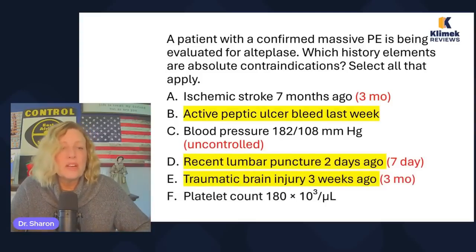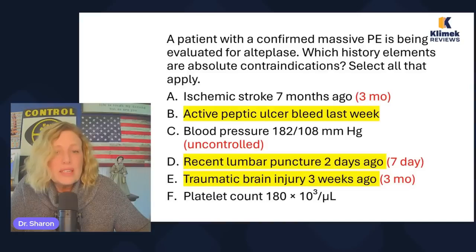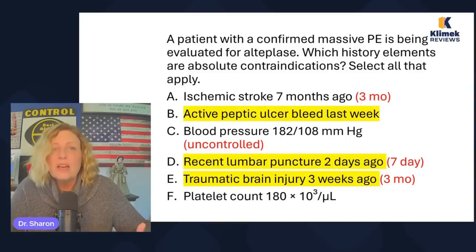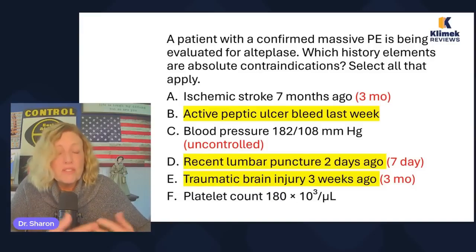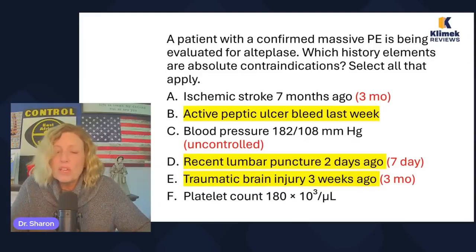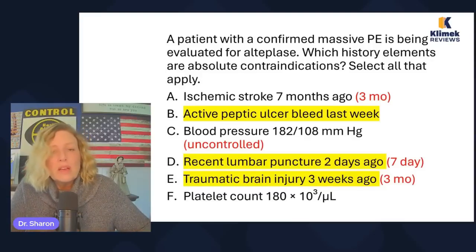So I put this on here so you could kind of see. You can see that I put 3 months next to the ischemic stroke and the traumatic brain injury, because if they've had bleeding in their past, then I'm concerned at the 3-month mark. That would also be true next to peptic ulcer bleed, 3 months. And then blood pressure, I'd be concerned if it's uncontrolled. And an invasive procedure, not a non-invasive procedure, I'd give it about 7 days before I'd want to do the alteplase. Those are some pretty standard general rules that I think if you follow, you'll be pretty safe on the NCLEX.